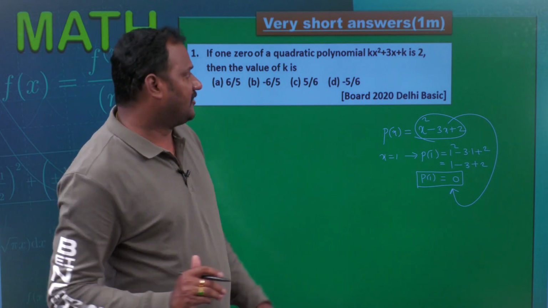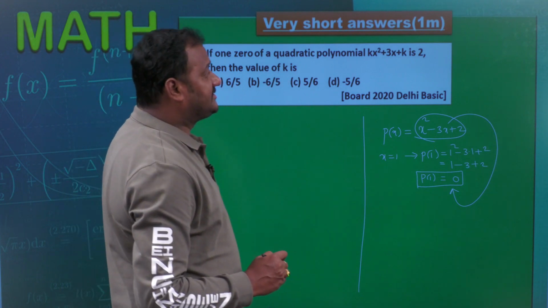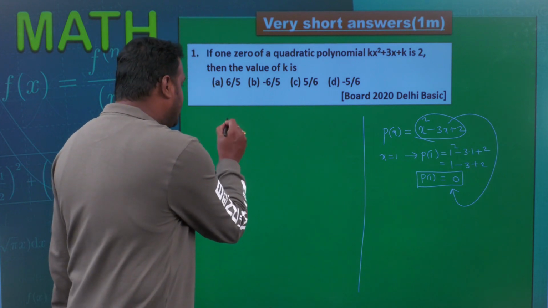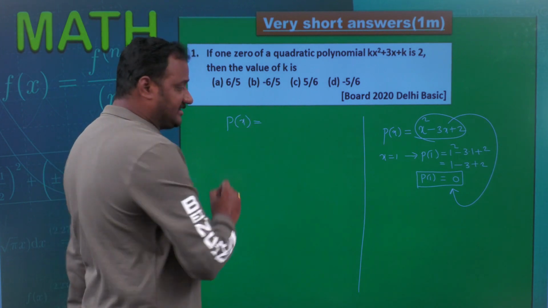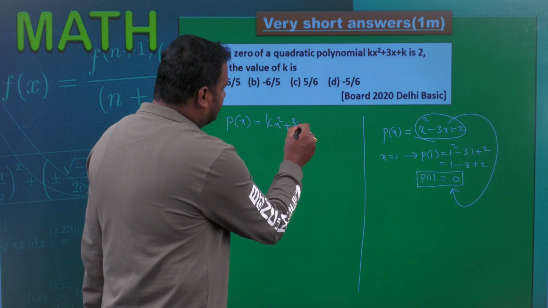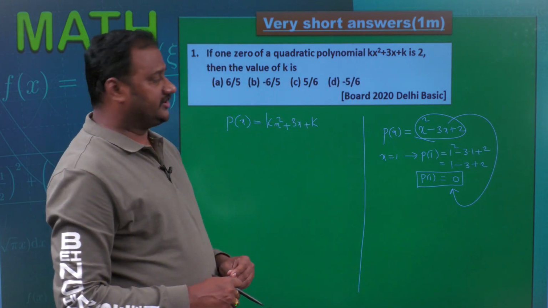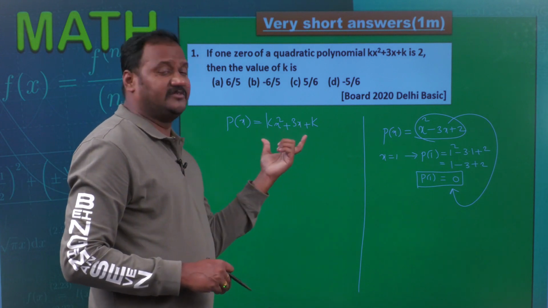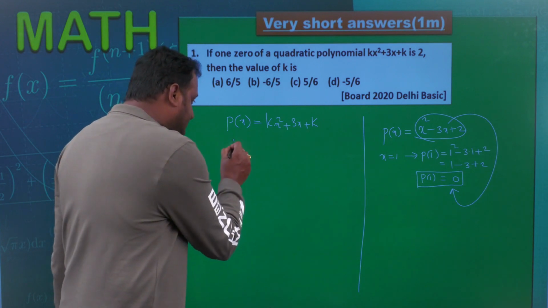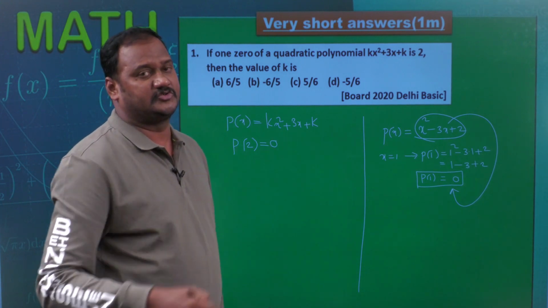As simple as that. Now the given problem here is, the given polynomial kx square plus 3x plus k is vanished by 2. Let me take the given polynomial as p of x, which is kx square plus 3x plus k, and a zero of the polynomial is 2. So this polynomial will become 0 for x equal to 2 because this is in terms of x. So p of 2 is going to be 0 because I am going to substitute 2 in the place of x.